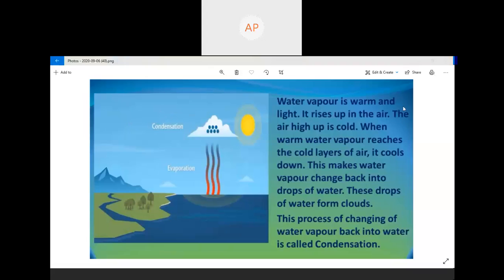The air high up is cold. So when the warm water vapor reaches the cold layers of air, it cools down. This makes water vapor change back into drops of water. These drops of water form clouds. This process of changing of water vapor back into water is called condensation. So at high altitude condensation happens.